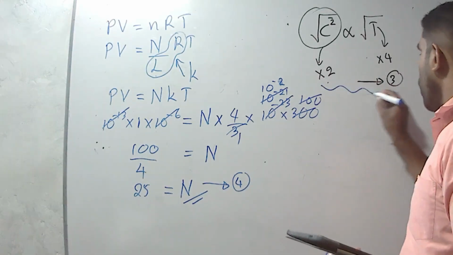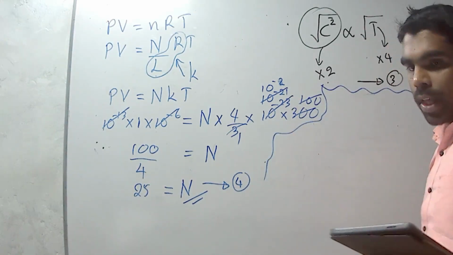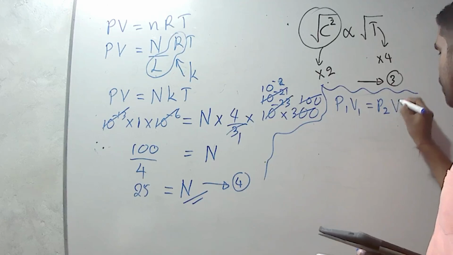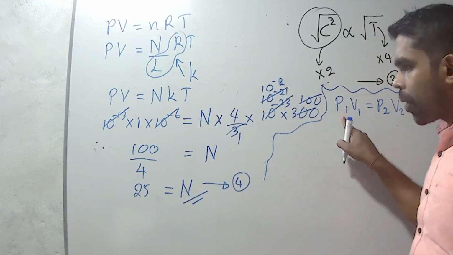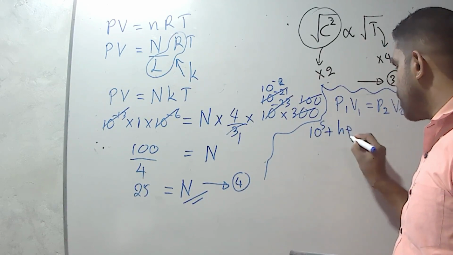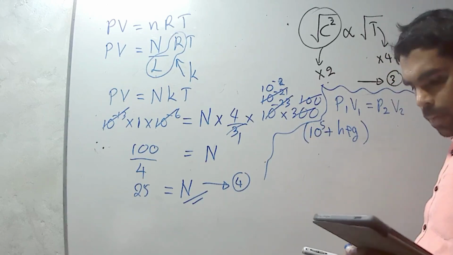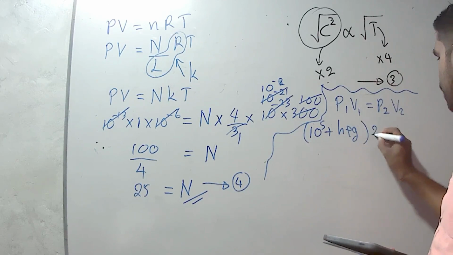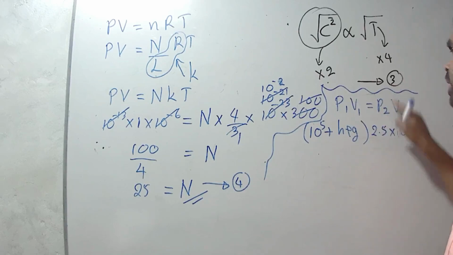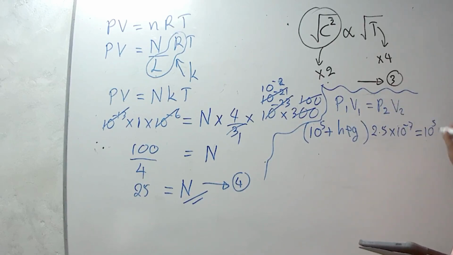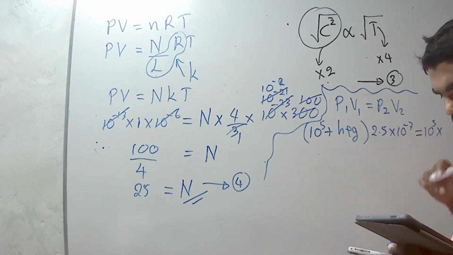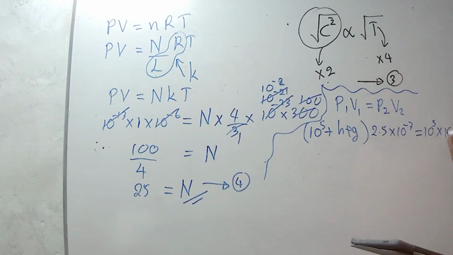Now there is no change of temperature. Then we can use Boyle's law, P1 V1 equals P2 V2. Pressure at corresponding depth, atmospheric pressure plus h rho g. Volume is given as 2.5 into 10 to the power minus 7. Pressure at the atmosphere 10 to the power 5. Volume is given as 10 to the power minus 6.